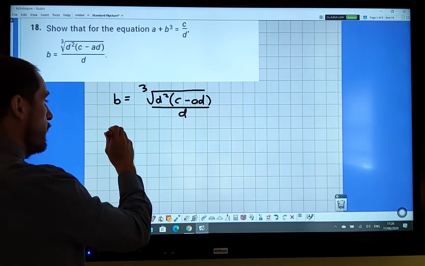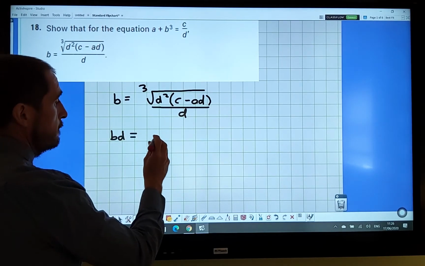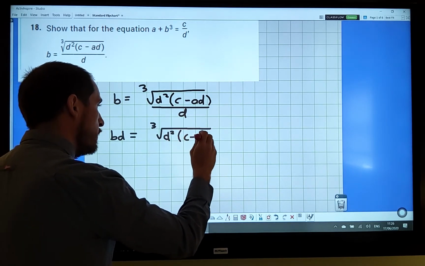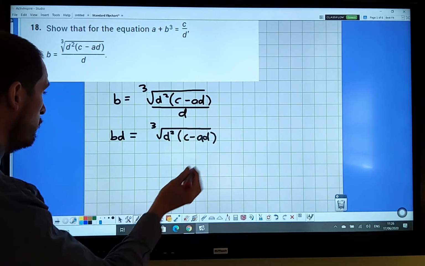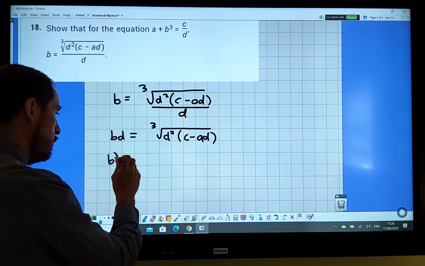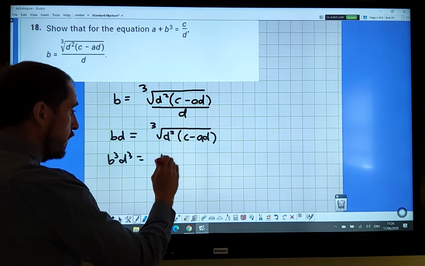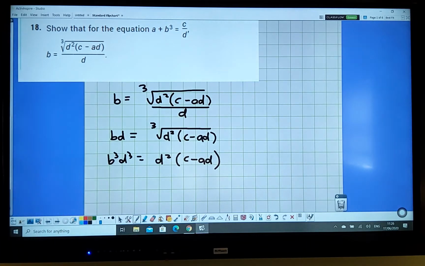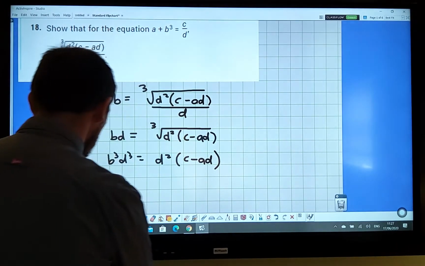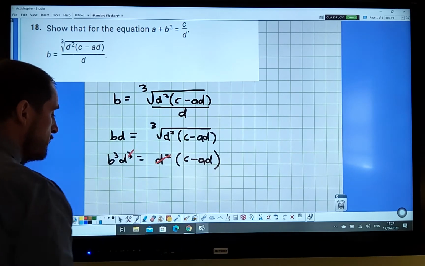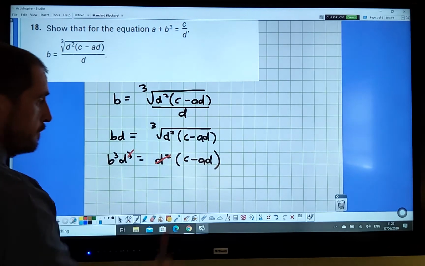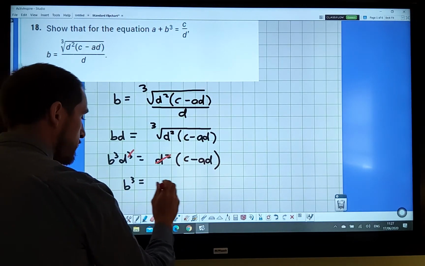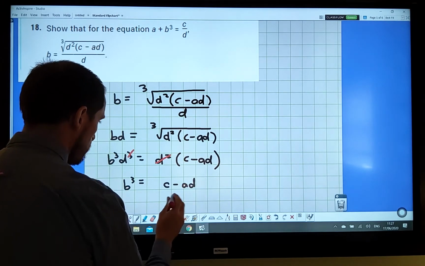But what I'm going to do just to show you how this works is bd, so multiply both sides by d, is equal to the cubed root of d squared times c minus ad. Now you cube both sides. Cubing both sides, you get b cubed d cubed is equal to d squared times c minus ad. Now you can divide both sides by d squared. So if I divide both sides by d squared, that leaves you with b cubed d times c minus ad. So then I can say that b cubed is equal to c minus ad all over d.